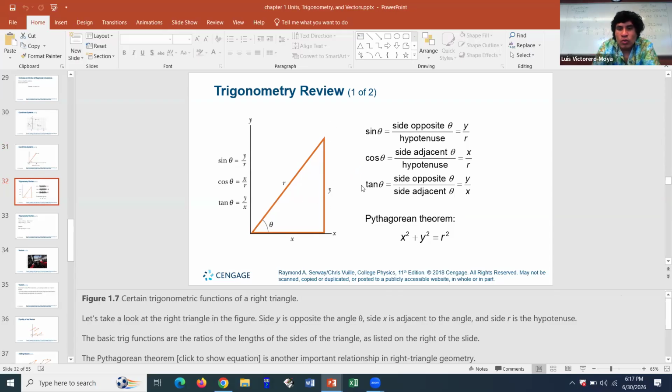And in a right triangle, you should remember the definition of sine, cosine, and tangent. Sine is opposite over hypotenuse, cosine is adjacent over hypotenuse, and tangent is opposite over adjacent. And in this right triangle, the Pythagorean theorem works. So x squared plus y squared equals r squared. So this is a nice way to find the magnitude, or the length of the segment. And in here we have our sine, cosine, and tangent in terms of y, x, and of course r.